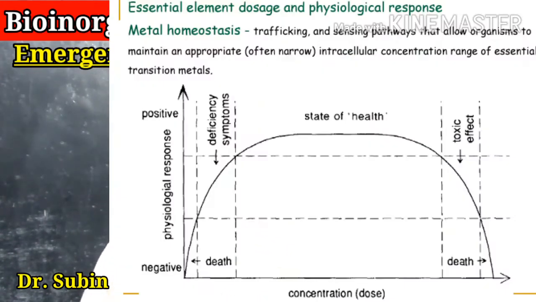This is the graph showing the deficiency and excess of the metal in our body. The y-axis is physiological response and the x-axis is the concentration or dose. The left side is the deficiency of the metal ion, where deficiency can lead to death or deficiency symptoms. The center part is the optimum level, the stable and healthy state. And the right side, excess concentration or dose, can cause death or toxic effect.